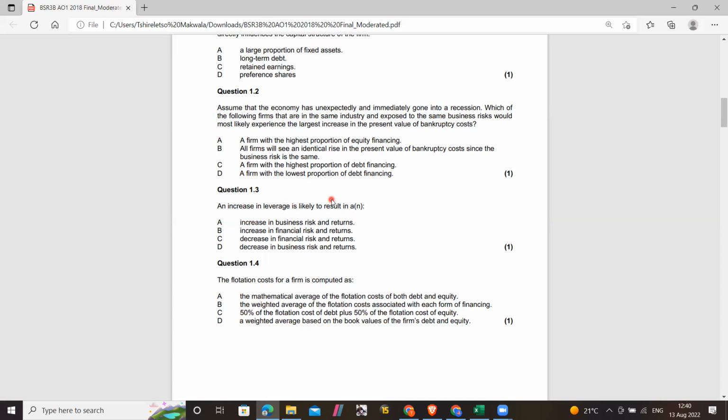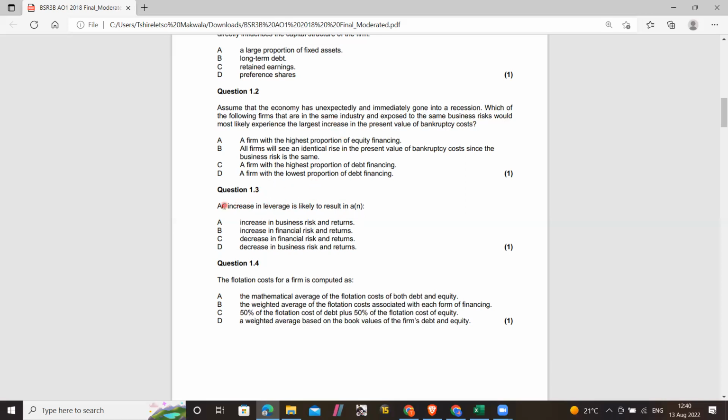Right, you're going to be in a worse off position because of that leverage, because of that fixed cost, right? So when they talk about leverage in this case, they're talking about financial leverage. So let's continue. It says an increase in leverage is likely to result in an increase in business risk and return. So in this case, I said if they talk about leverage, they're talking about financial leverage, right?